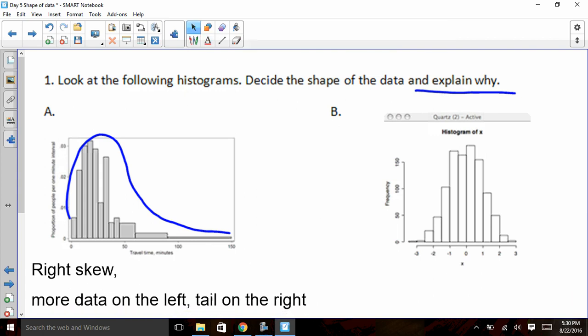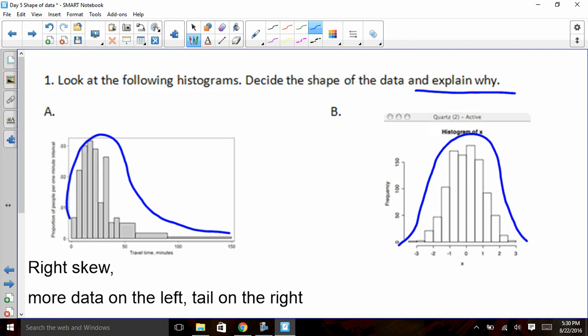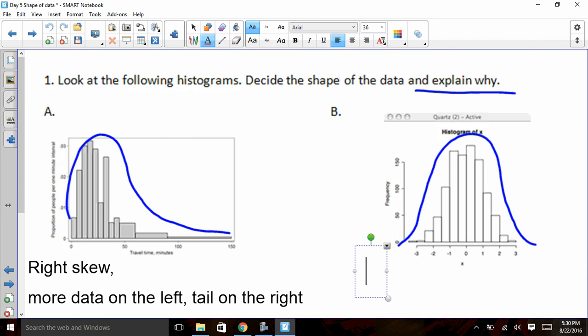All right, let's take a look at B. What shape do you see roughly with B? If you said bell, you're absolutely correct. I agree with you on that one. The data is symmetric.